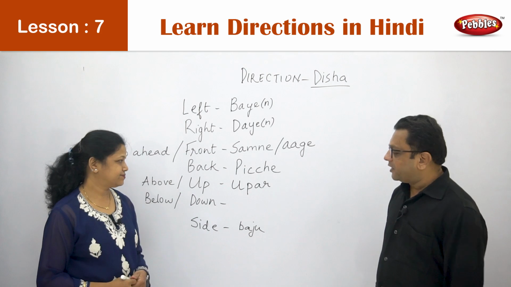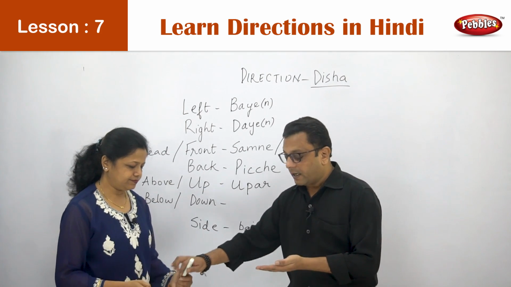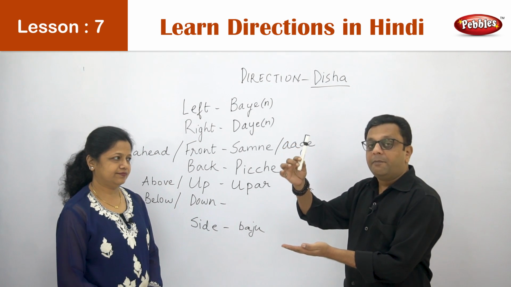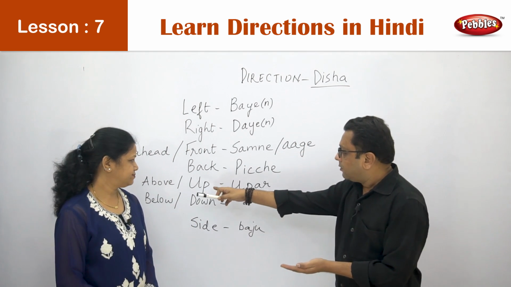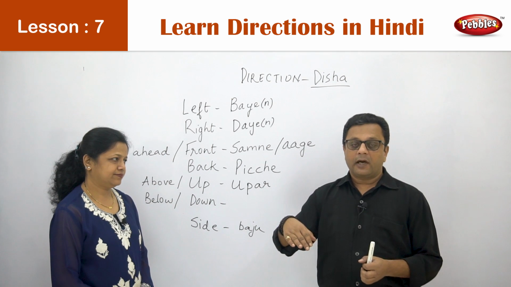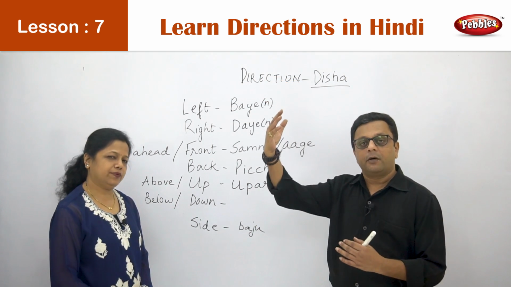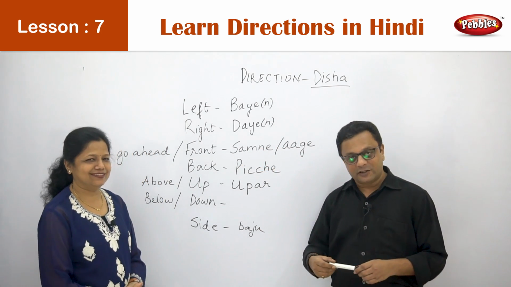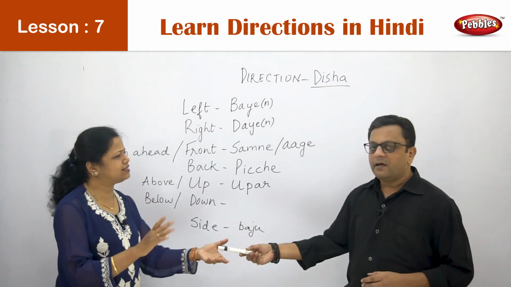Upar. Now for example, if I say my hand is like this and this pen is above my hand, I will say ये pen हाथ के ऊपर है. And upside, suppose this is the second floor and the terrace is on the fourth floor, so you will say go up. There also I will say ऊपर जाइए. So generally for above and up, the Hindi word is the same.